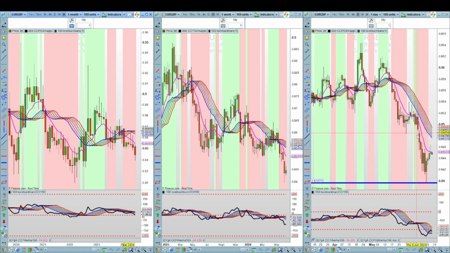So if you were going short during this period, you would have closed out your trade on that break into that moving average band of the CCI 150. That's assuming you're trading in the direction of the weekly on the daily time frame.